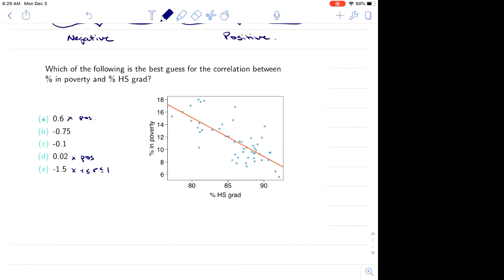So negative 0.1 is really close to 0. But because we can look at this and say, okay, I actually see some sort of pattern here, we're going to say that it's the negative 0.75. Because as soon as we can see some sort of pattern, we're going to say that we have a strong relationship, whereas negative 0.1 is just too weak for us to be able to see some sort of relationship.